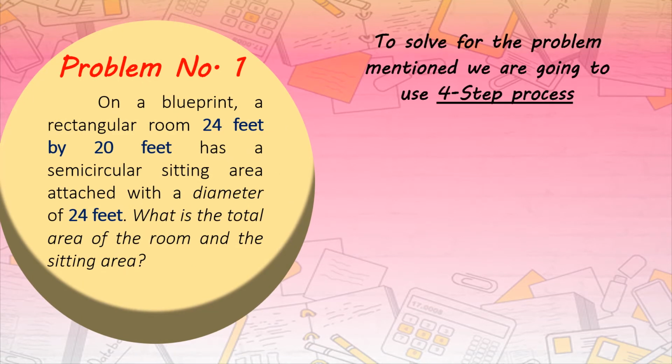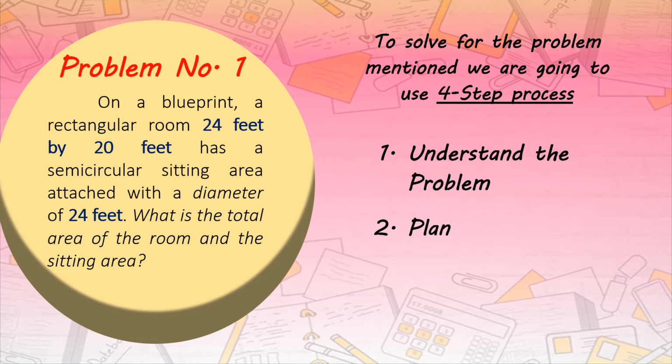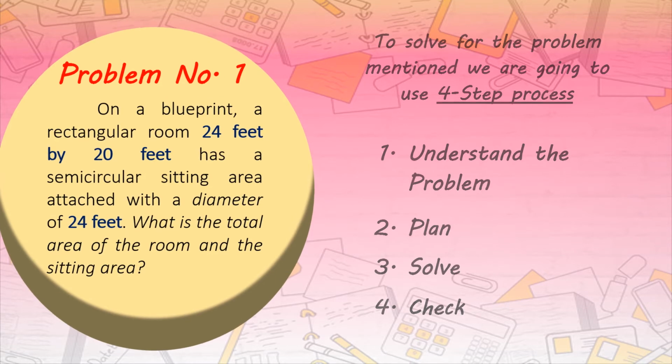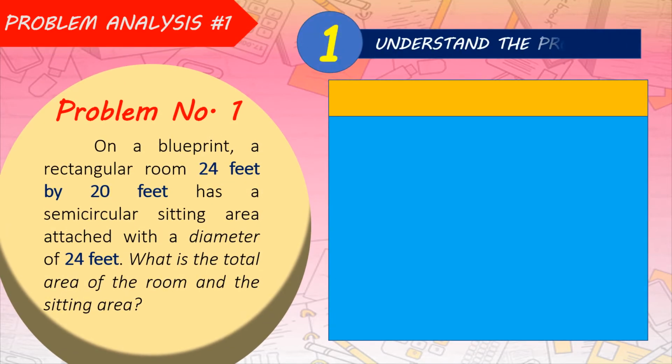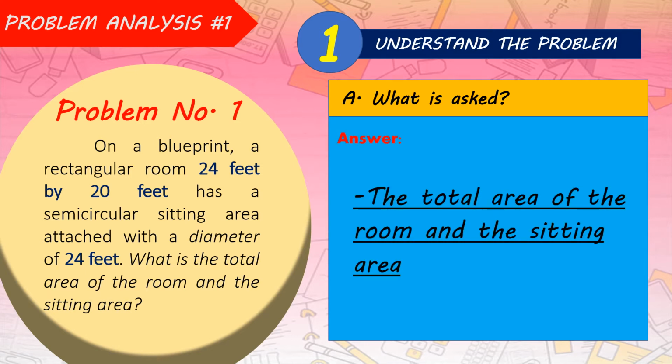To solve the problem, we are going to use a four-step process. First, we have to understand the problem. Second, we need to plan. Third, we solve, and fourth, we check. Let's analyze problem number 1. First, we're going to understand the problem. Now, let's answer, what is asked? Very good. This problem asks for the total area of the room and the seating area.